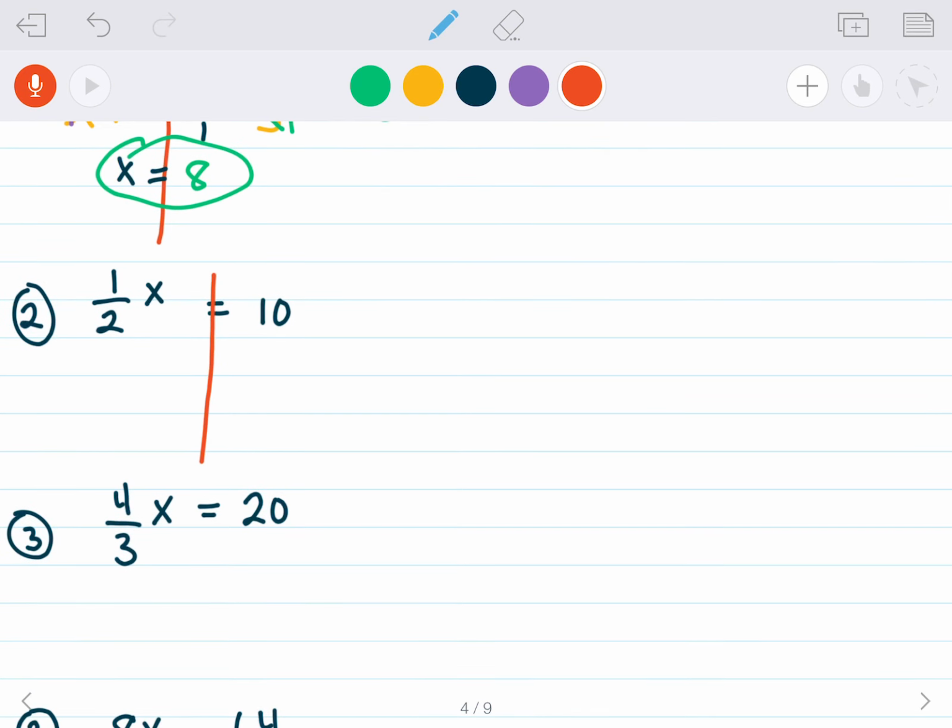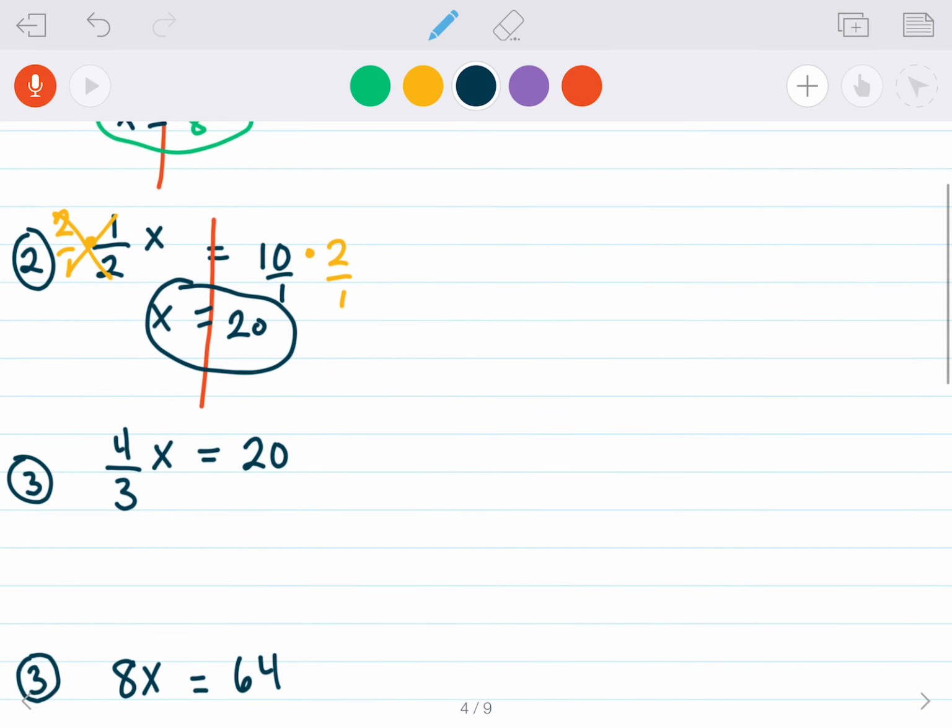Okay, here we have 1/2x equals 10. Let's get rid of this 1/2 in one go by multiplying both sides by its reciprocal, which is 2/1. So these clear to 1, and I'm left with x, which is the goal. I wanted x by itself, 1x. And 10 times 2/1, well, 10/1 times 2/1 is 20/1, which is just 20. So that's my answer. It is true that 1/2 of 20 is equal to 10. So our original equation is satisfied.